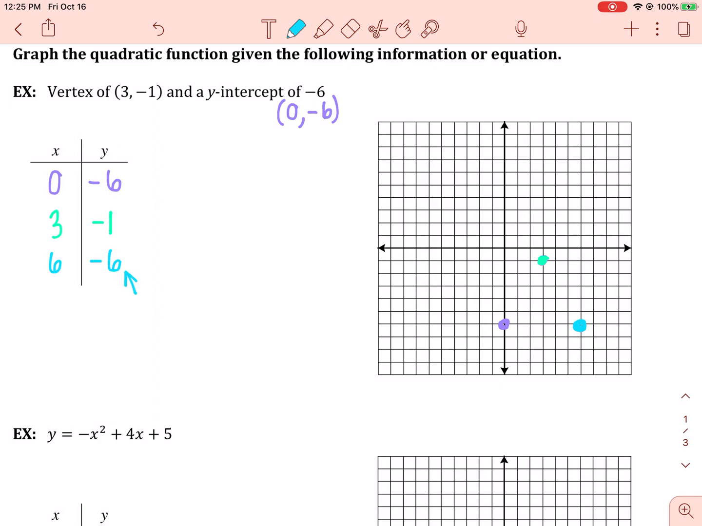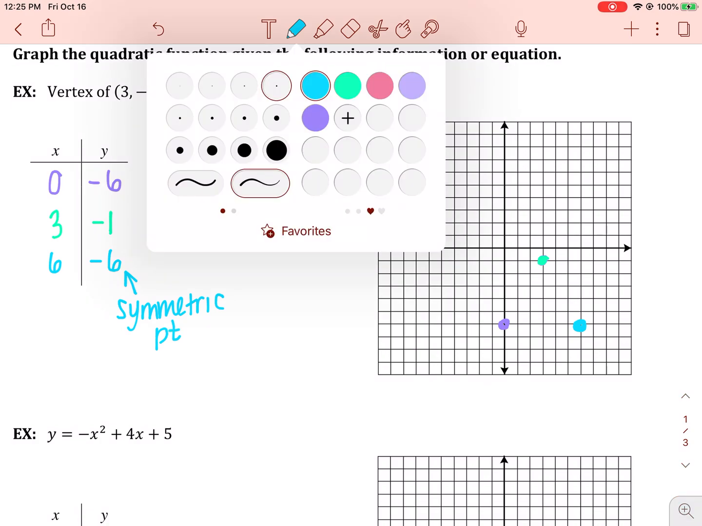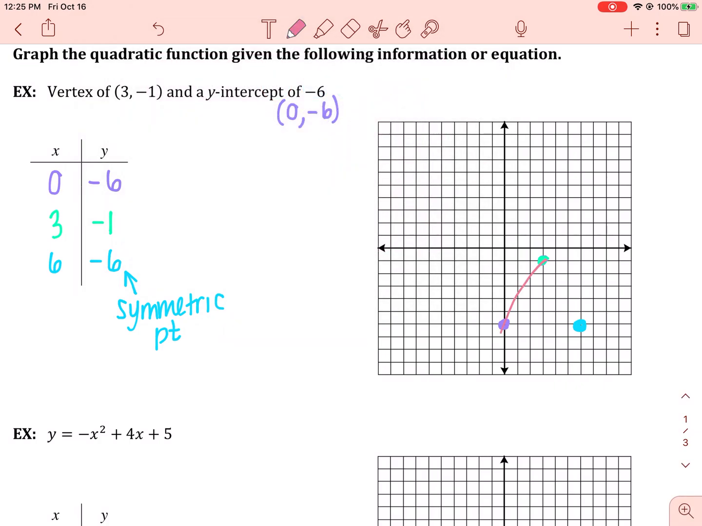And I'm even going to label it. This is called the symmetric point. Normally, we're going to ask for 3 to 5 points, just like always, so put them in the XY table. And then we have our axis of symmetry right here that goes through the vertex, and it would be the equation x equals 3. So that is your graph.